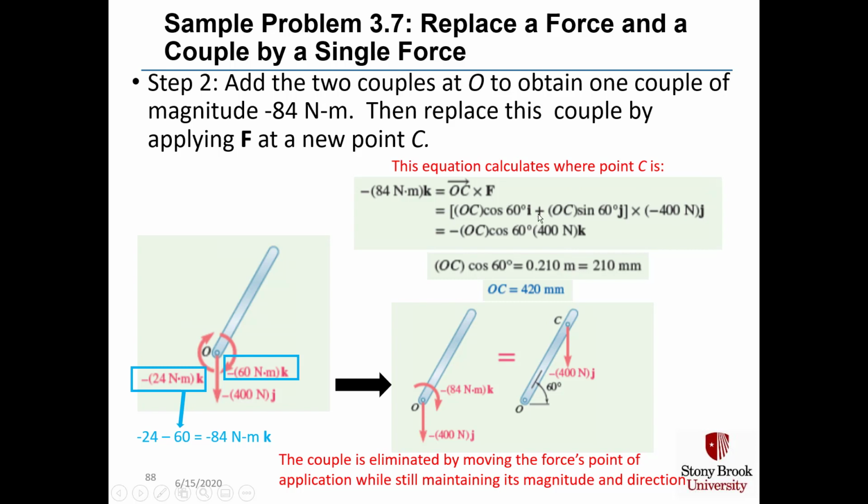Now when we take the cross product of an I plus a J times a J, the J cross J product is going to be 0. So we're left with the fact that minus 84 Newton meters in K is equal to minus 400 times OC times cosine 60 degrees in K, which means that OC times cosine of 60 degrees is 84 divided by 400, which is 0.21 meters, and cosine 60 degrees is a half, which means that OC is equal to 0.42 meters.